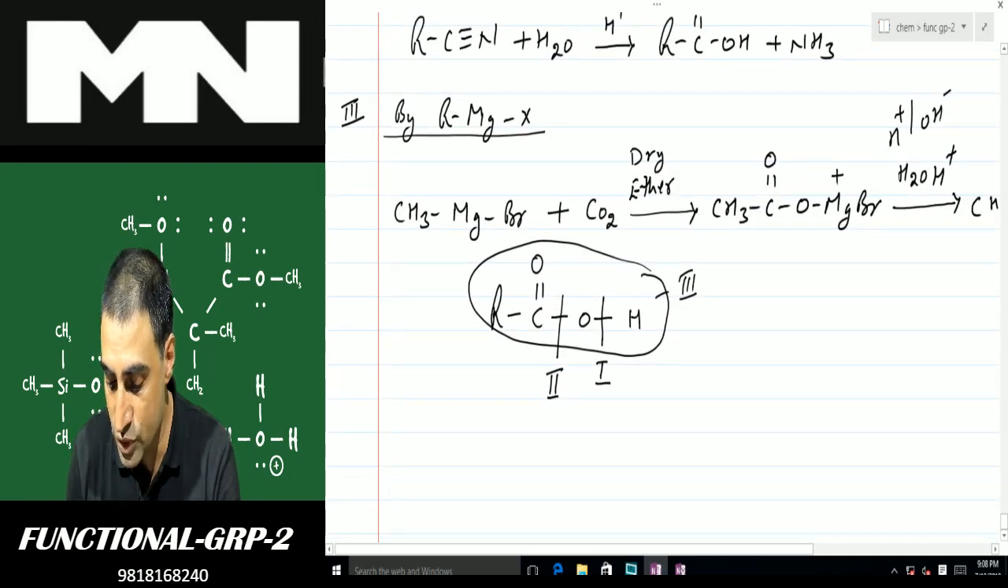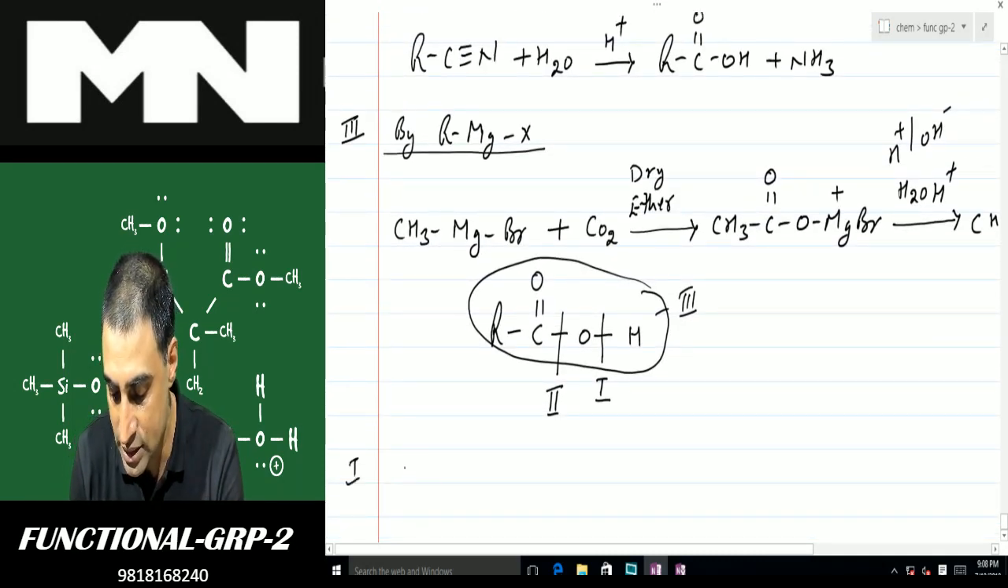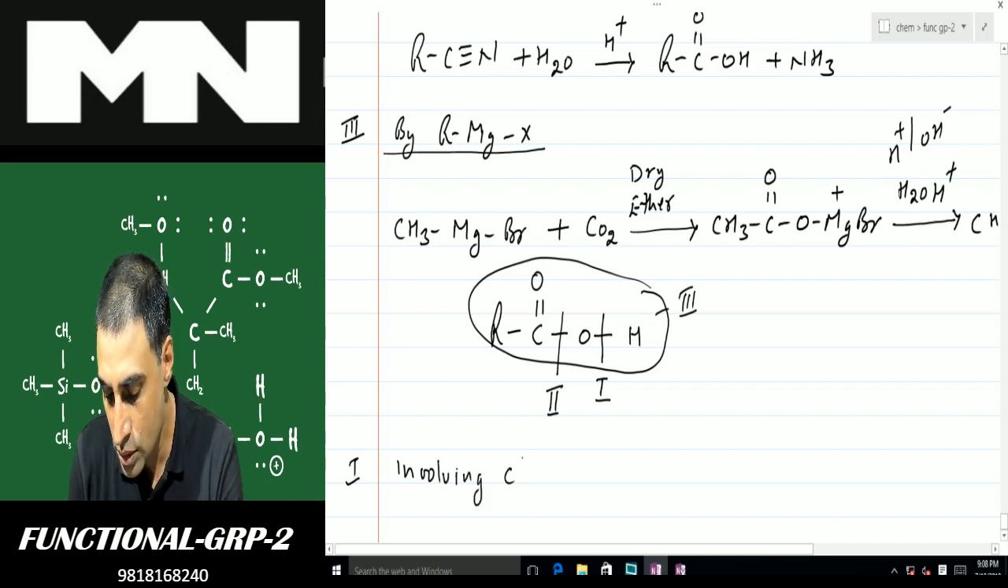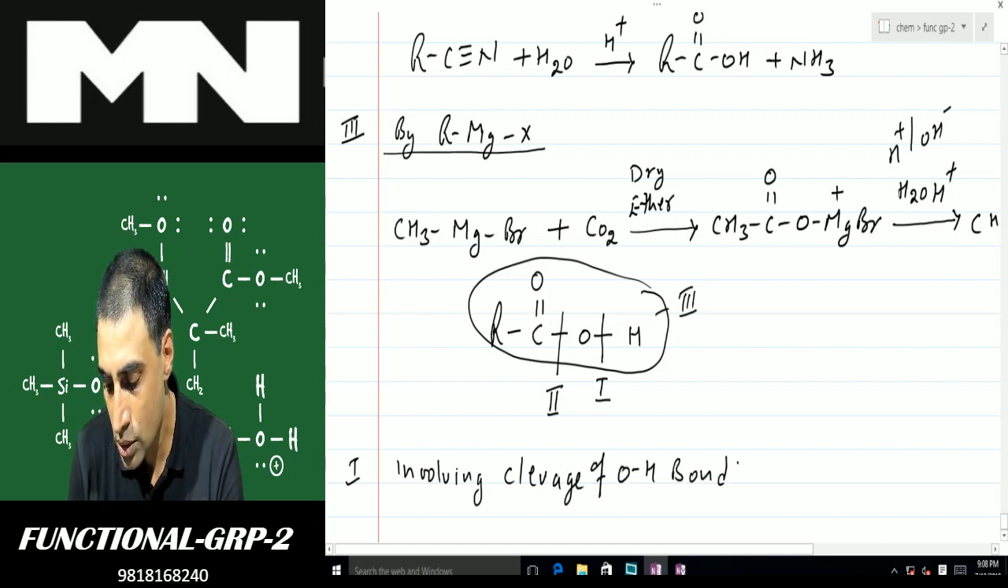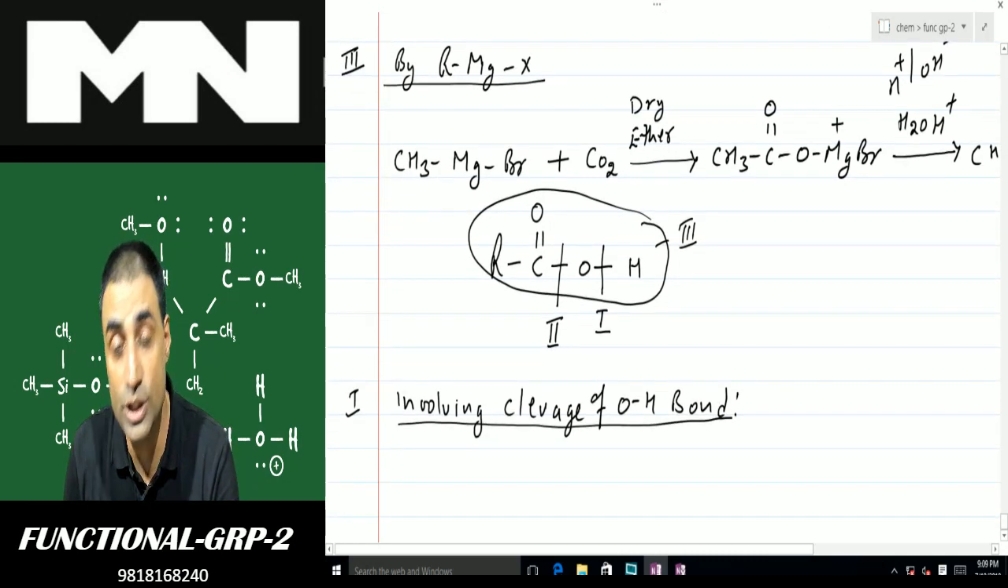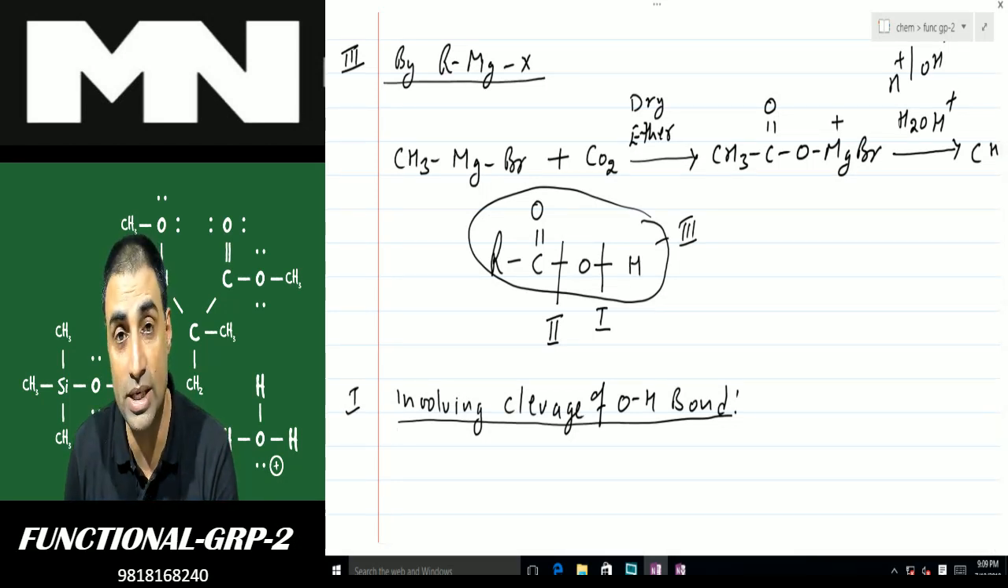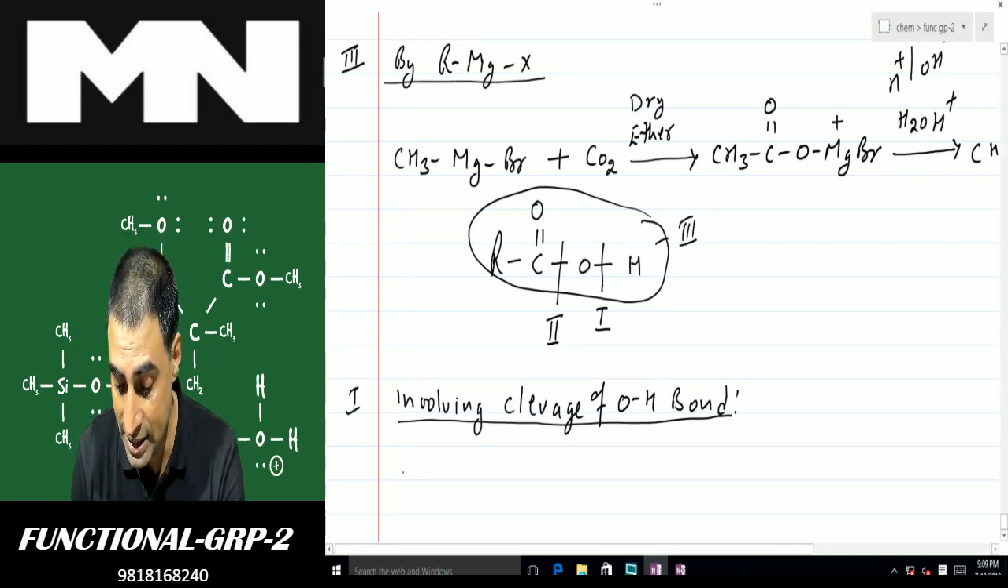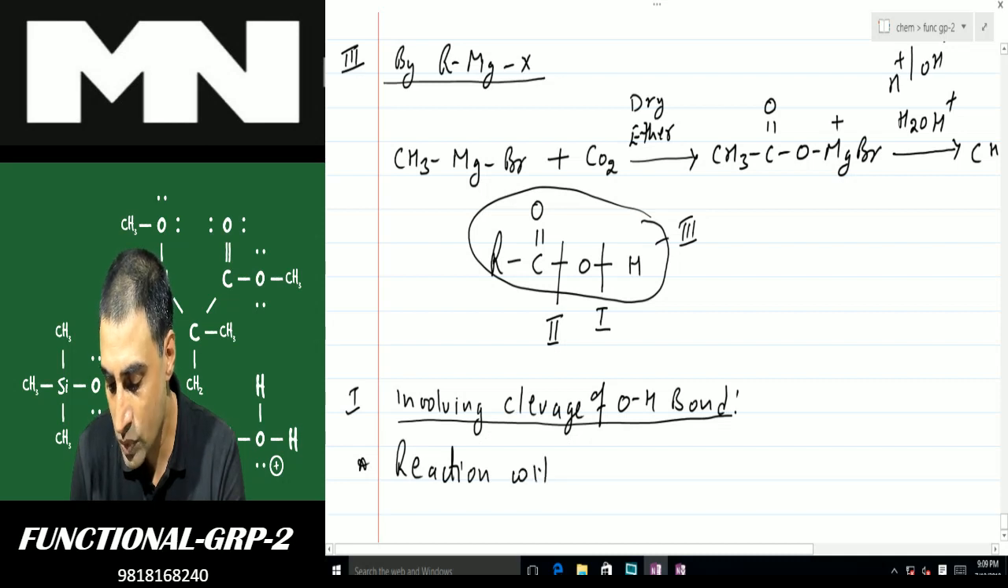So first of all, I am starting with the first type of reaction, that is, reactions involving cleavage of the oxygen-hydrogen bond. Well, in these reactions, we have reaction with either an active metal or a salt of it. That is, I can do a reaction with an active metal like sodium.